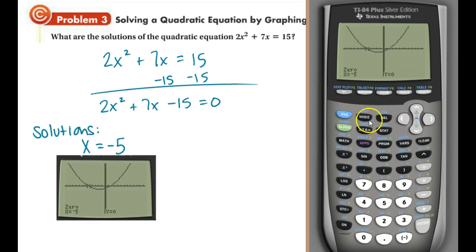Now let's find the other 0. So you want to go back to second calc, down to 0, press enter, and now let's arrow over to the left bound or the left side of the 0, so somewhere around there, press enter. Now go above to the right side of that 0, press enter one more time, and now we get the other 0 of x equals 1.5.